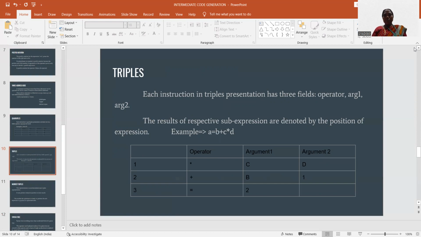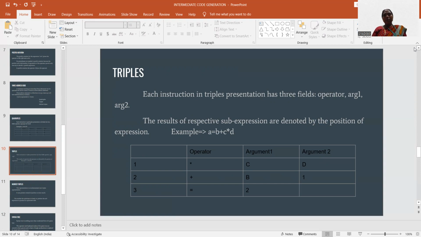Next, let us see the triples. Here it has three fields: operator, argument 1, and argument 2. You can see the example there. A is equal to B plus C into D. So we are multiplying C into D first. The operator is the multiplication operator, C is argument 1, D is argument 2.